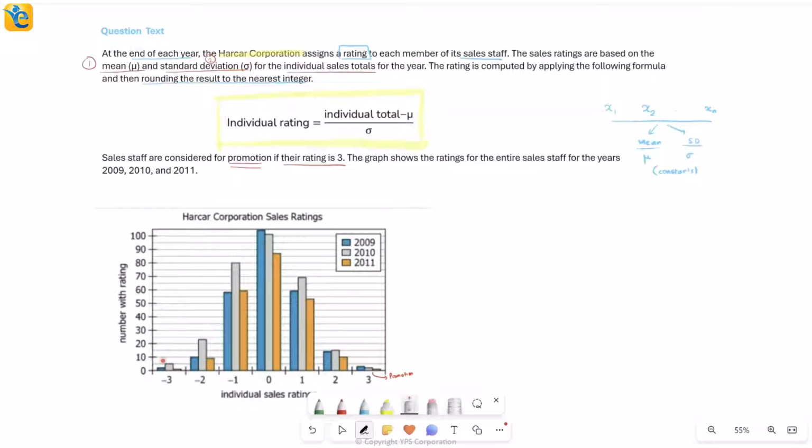into data. At this stage, it's important for me to understand how individual rating is being computed, which is here on the x-axis. It is being computed by using mean and standard deviation, the two constants, along with individual total sales, which is not a constant, changing person to person. These three things are coming together to give me the individual rating. This structure has to be very clear to us. Then let's go and see what the question is asking.